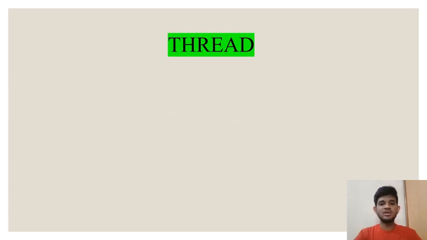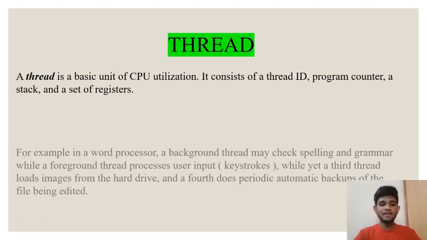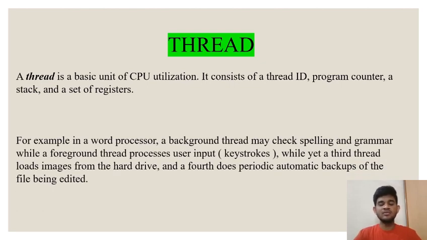Before that, we can see what is meant by thread. A thread is a basic unit of CPU utilization. It consists of thread ID, program counter, a stack, and a set of registers, and the registers are used to store the data. For example, in a Word document, after entering the text, you will observe green and red underlines when there are grammatical mistakes and spelling mistakes. These green and red underlines are done by these threads only. This thread in the background checks the spelling and grammatical mistakes in the entire text and notifies us in the form of an underline.